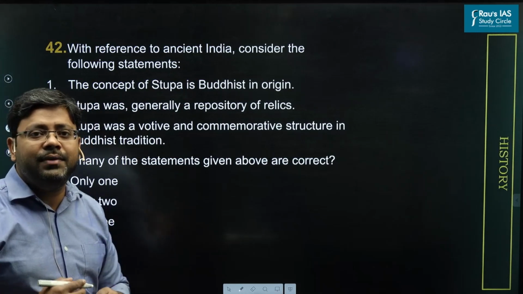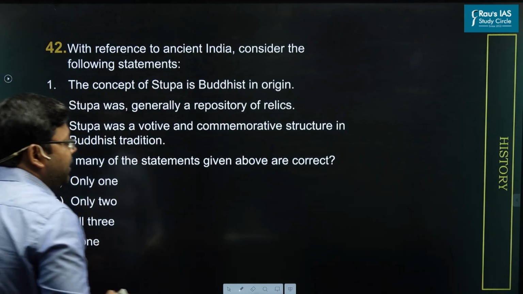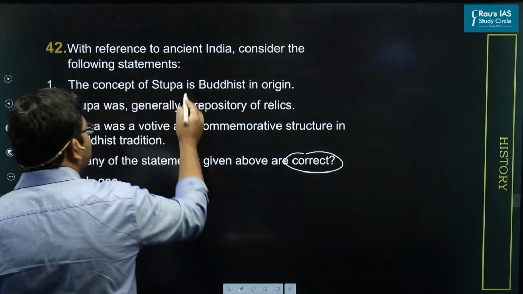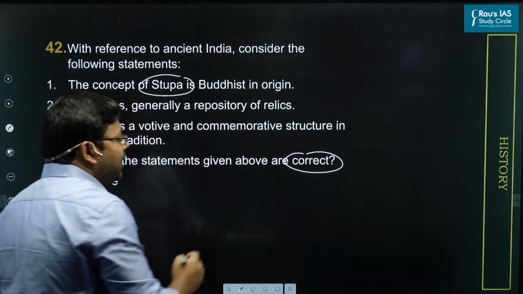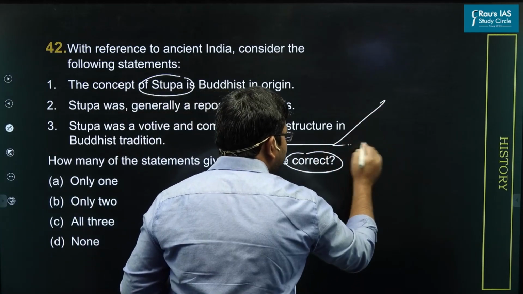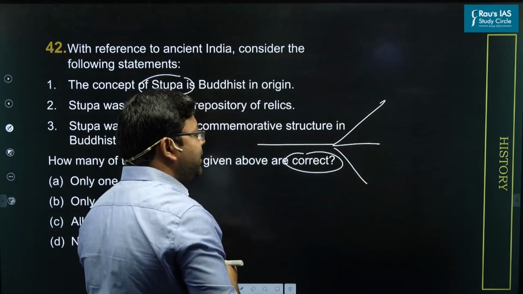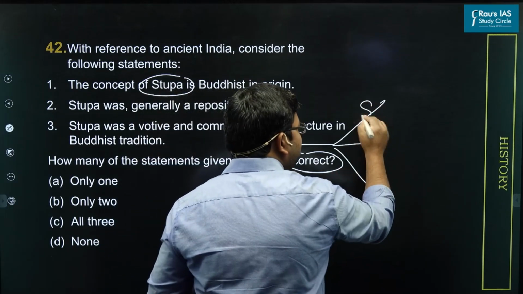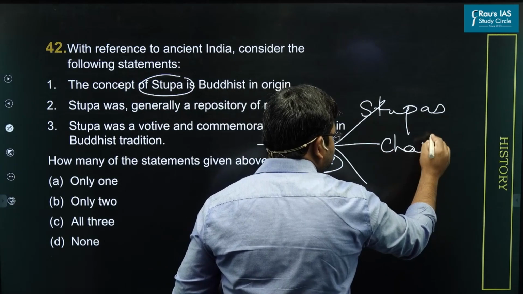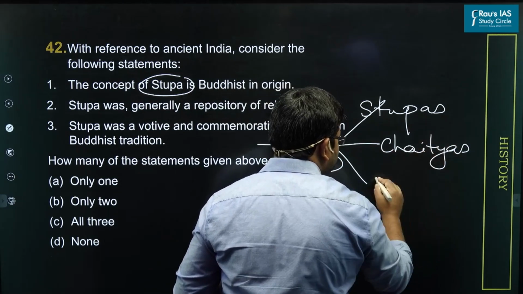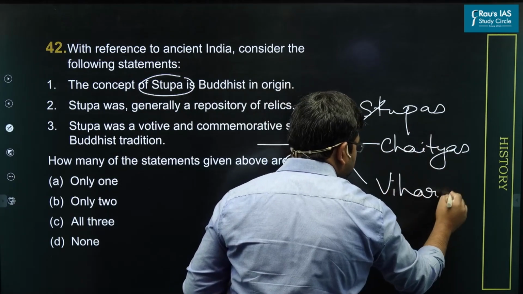Now, in this question of ancient India, we have to figure out the correct statements regarding the Buddhist stupas. To solve this question, first let's have a very basic piece of information: Buddhist architecture can be divided into three basic categories: the stupas, the chaityas, and then the viharas.